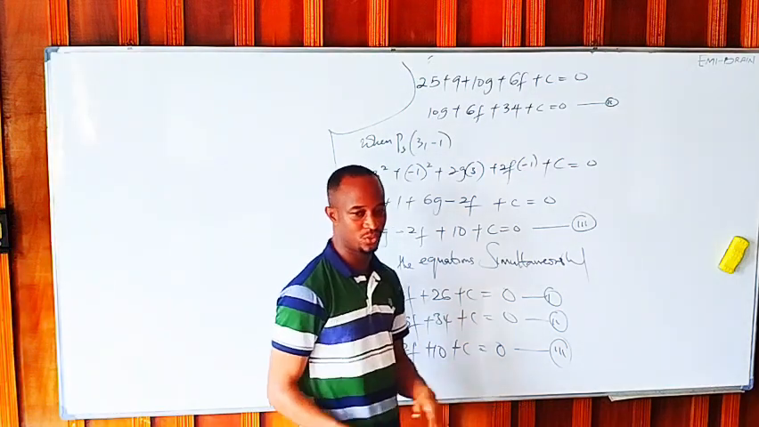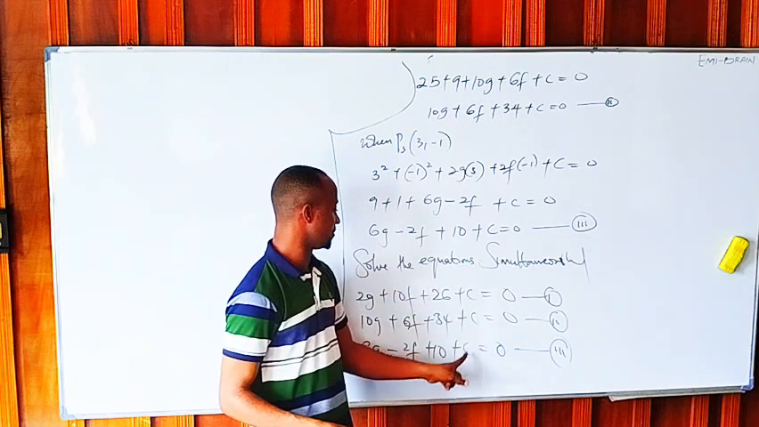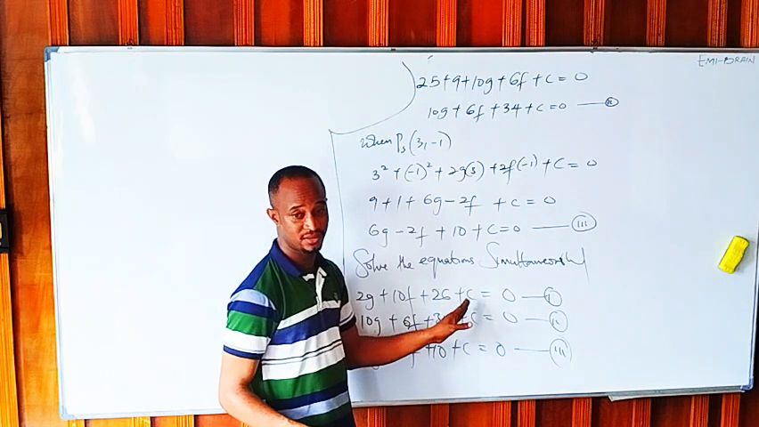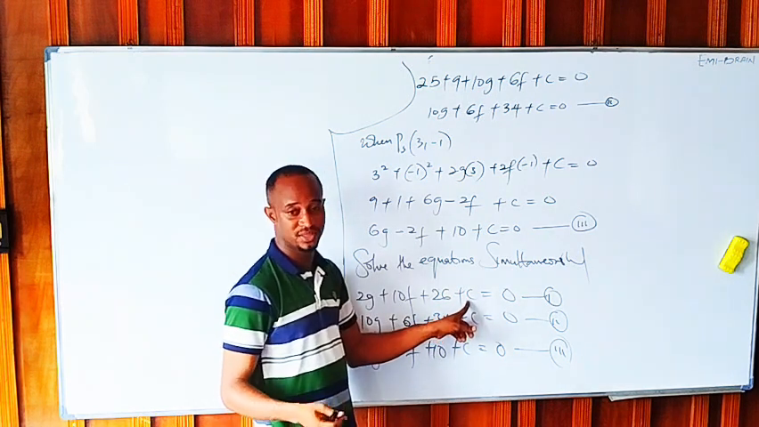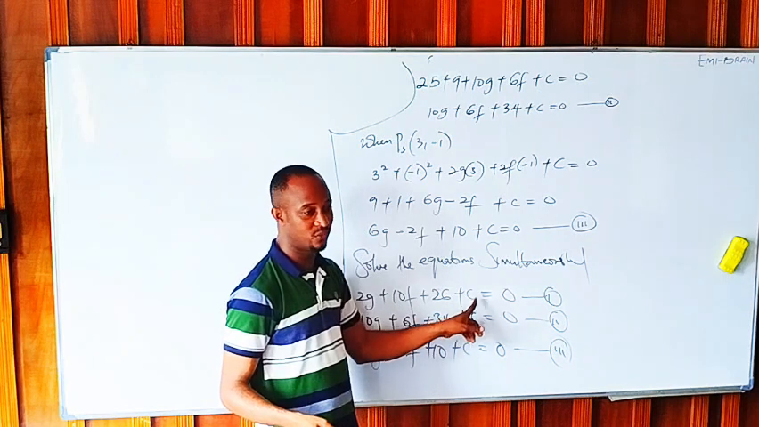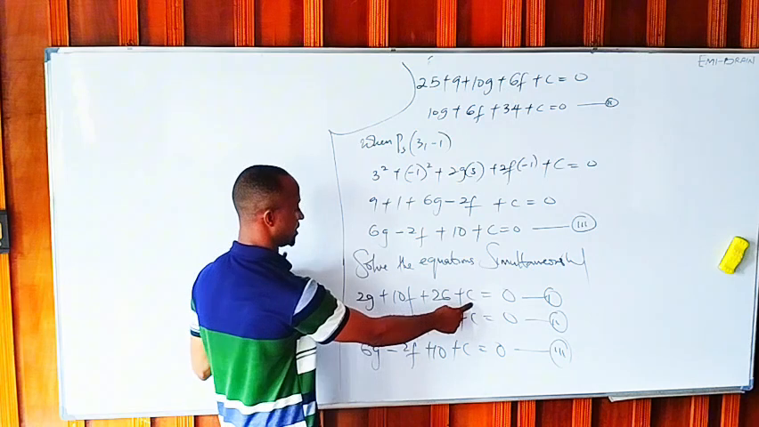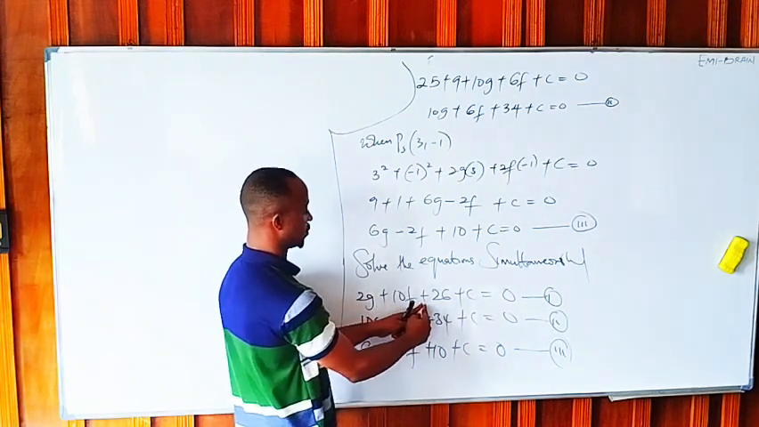Let me show what we do here. Since this c is standing alone, as in they don't have any coefficient, right? Are you there? I can easily make c the subject of the formula from equation 1. That implies c equals minus 2g minus 10f minus 26.